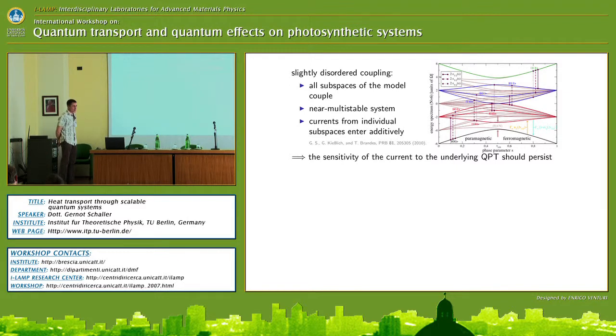So what happens now if you look at slightly disordered couplings? Well, in that case, you can't simply neglect these thin dotted lines. Now they become thicker, and the system will spend, at least for slight disorder, part of its time in the other subspaces. And what you will have is a near multistable system where you have transitions between subspaces occurring slowly, and that will produce you in general telegraph noise. If you look at the stationary current, all these separate currents will be averaged and so enter additively. That means that we expect in this case that this sensitivity should persist.